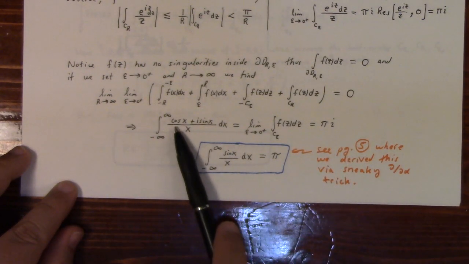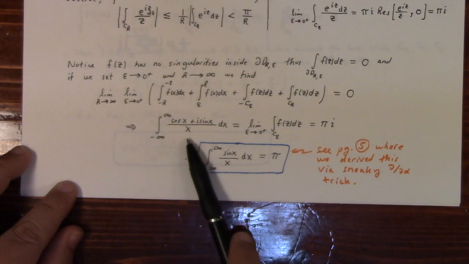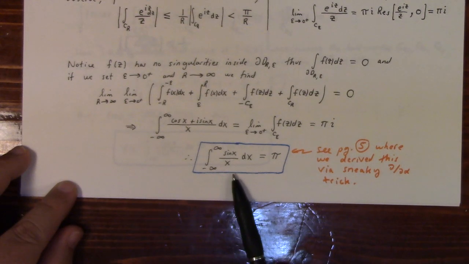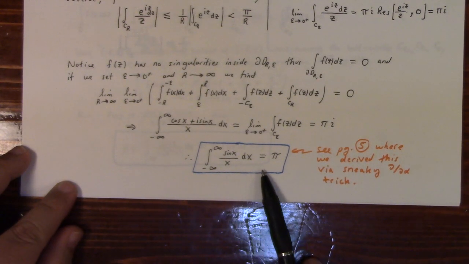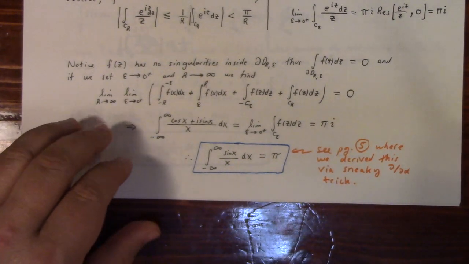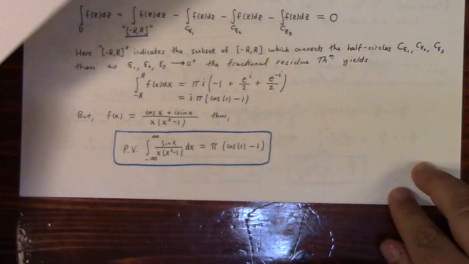The integral of cosine x over x integrates to 0 because it's an odd function. Sine x over x is even, it survives, and then the i's cancel, and there you have it. The integral from minus infinity to infinity of sine x over x dx is equal to pi. You can compare that to page 5, where we derive this by a sneaky trick. So there's an indented contour for you.